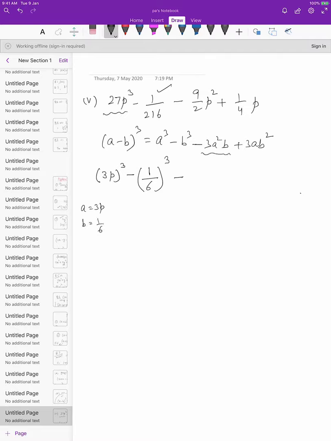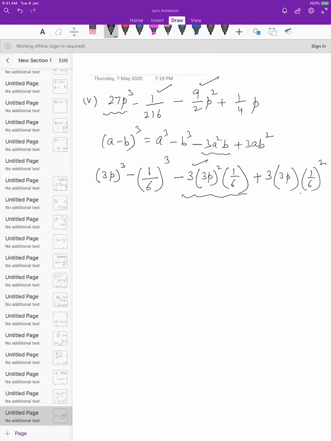Now I will be using this format: 3 into a square, which is (3p) whole square, into b, which is 1 by 6, plus 3 into a, which is 3p, and b square is (1 by 6) whole square. Now you can open out these and check whether this term is matching this term or not.